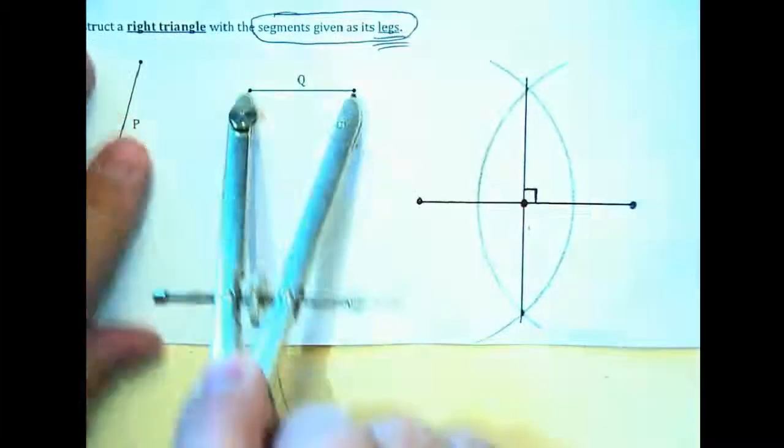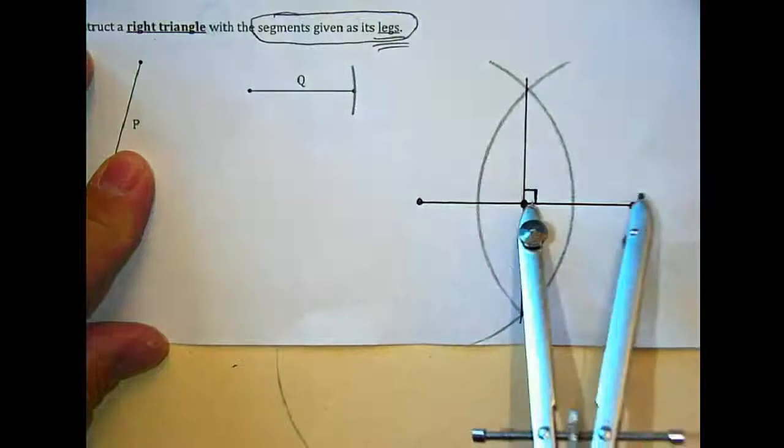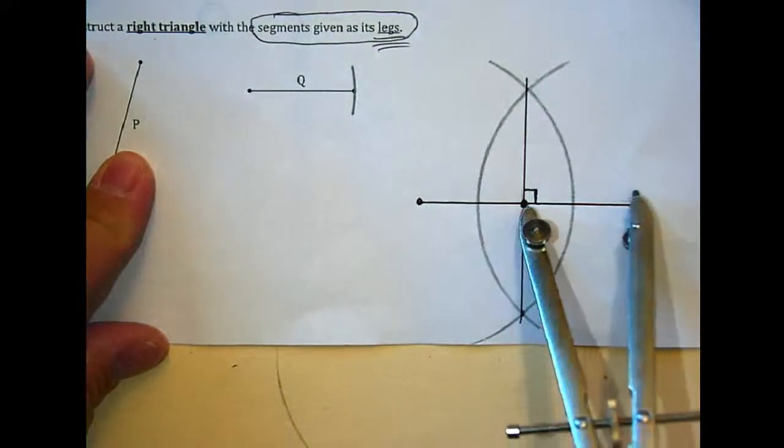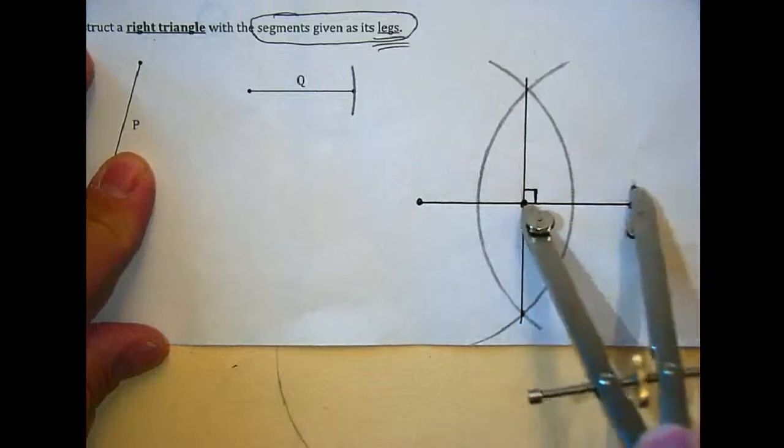So I'm going to go with one leg right here. I'm going to measure length Q. And it doesn't matter which one you make Q. I'm going to, oh, look at that. That's perfect.